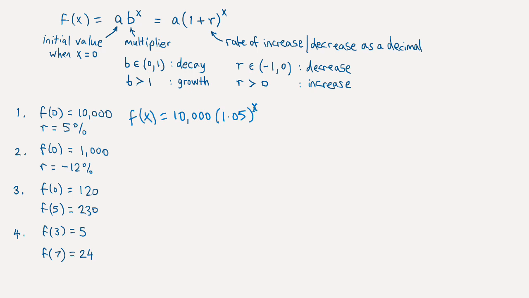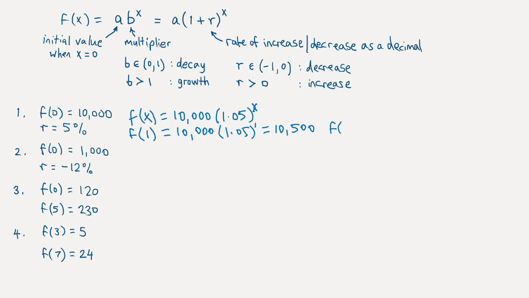So let's do a few examples. So for example, after 1 year, what would sales be? It'd be 10,000 times 1.05 to the power 1. So 1.05 to the power 1 is just 1.05. 1.05 times 10,000 is 10,500. So sales have increased to 10,500 after one time period.